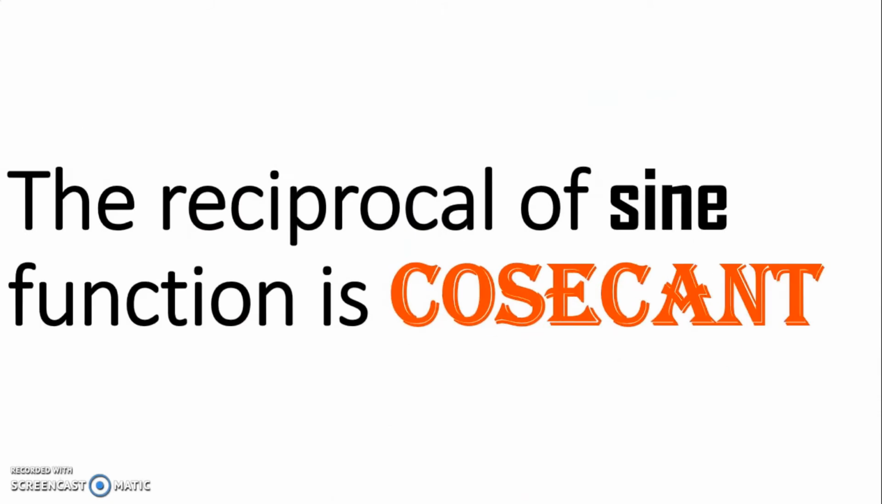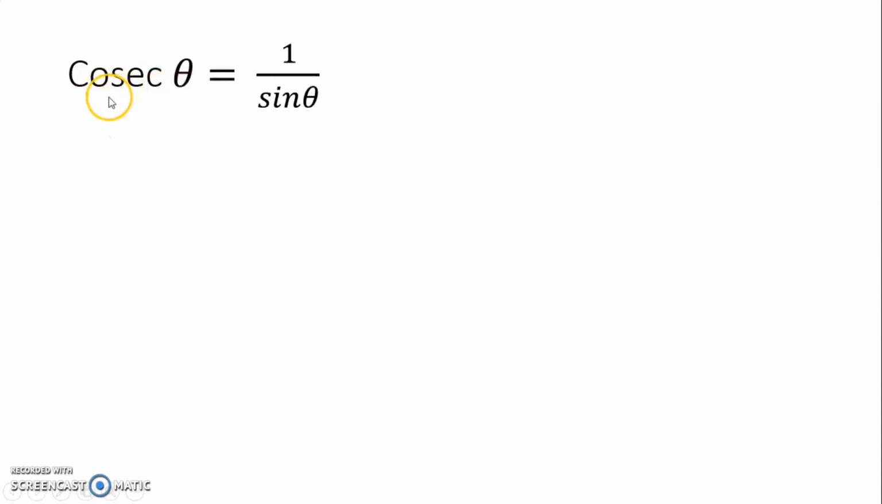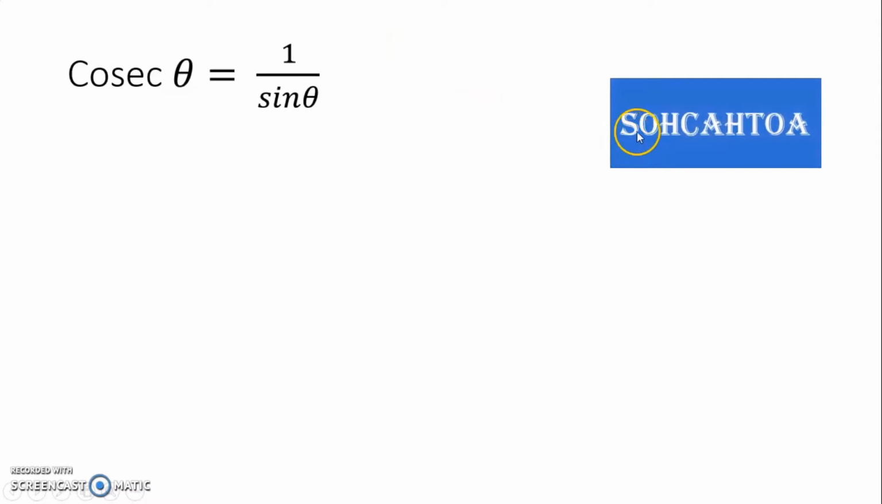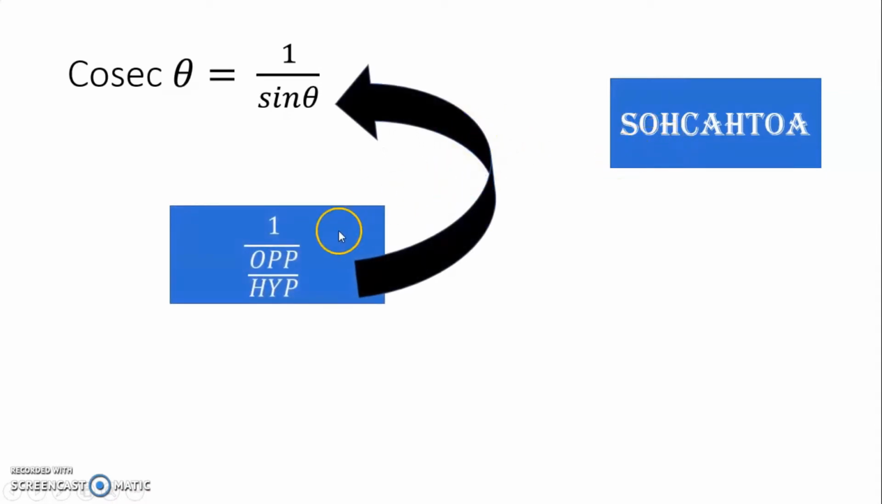The reciprocal of sine function is cosecant. Cosec theta is equal to the inverse of sine theta, which is 1 over sine theta. So please note this: cosec theta is always equal to 1 over sine theta. Now, what is sine theta? If we apply the acronym SECANT, sine is equal to opposite over hypotenuse.